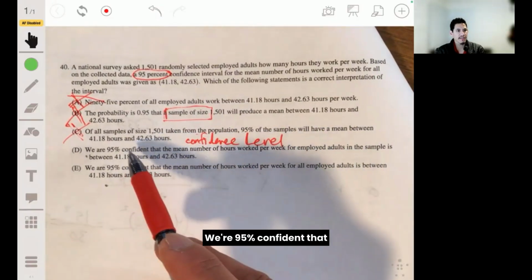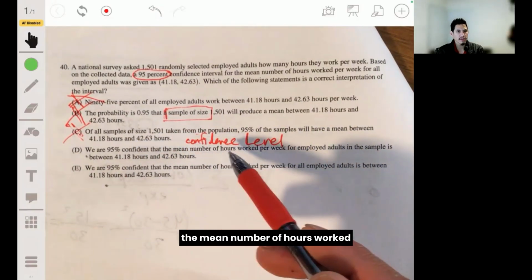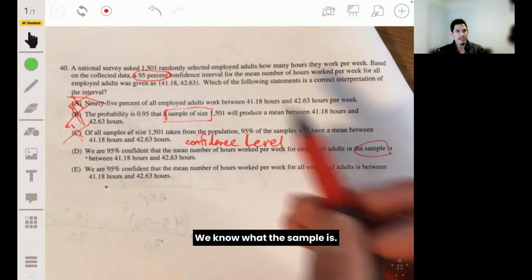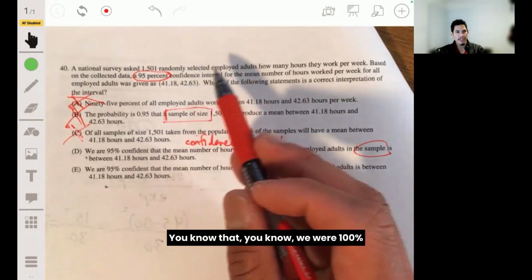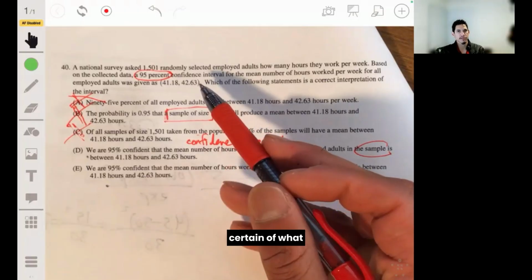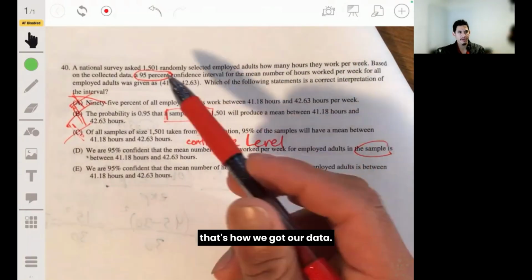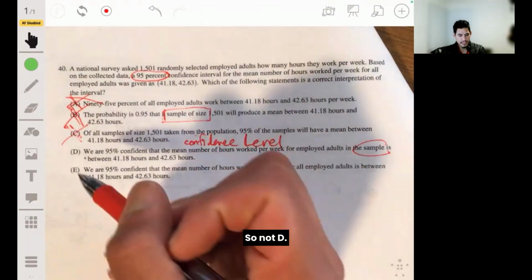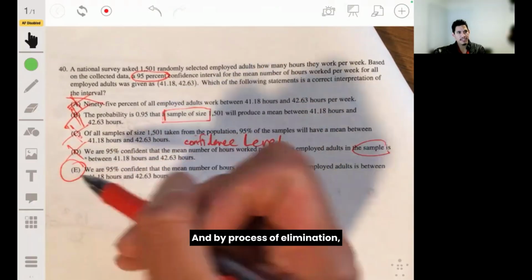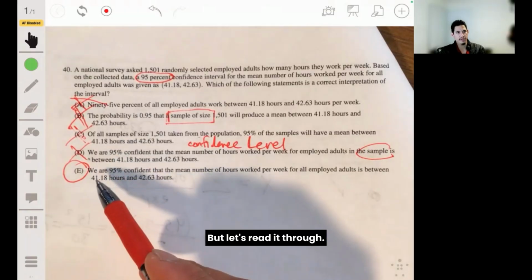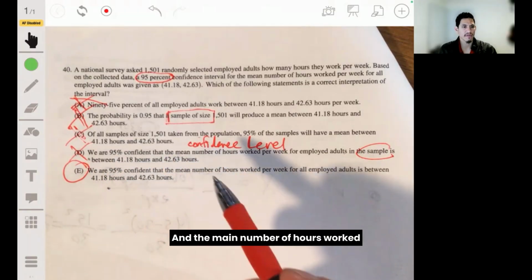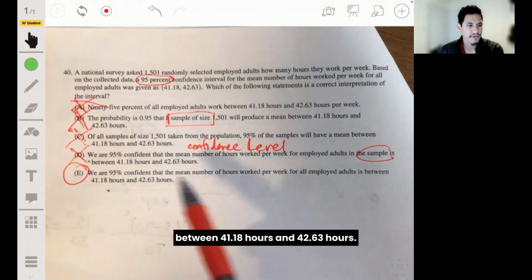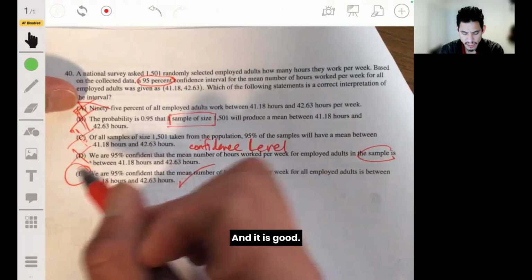D, we're 95% confident that the mean number of hours worked per week for all employed... So, see, again, in the sample, we know what the sample is. We're 100% certain of what the sample proportion is because that's how we got our data. That's how we create our confidence interval. So not D. And by process of elimination, it's going to be E, but let's just read it through. We are 95% confident that the mean number of hours worked per week for all employed adults is between 41.18 hours and 42.63 hours. That sounds good, and it's right.